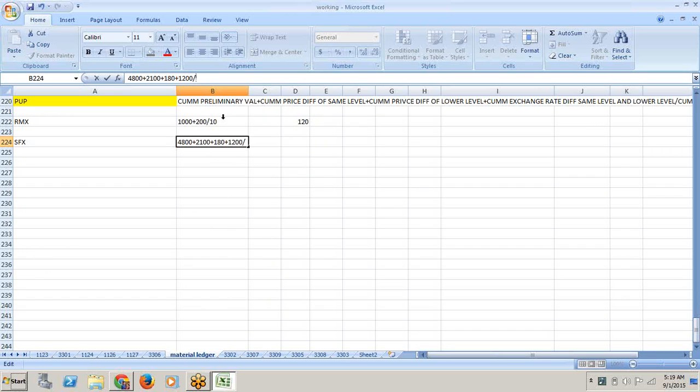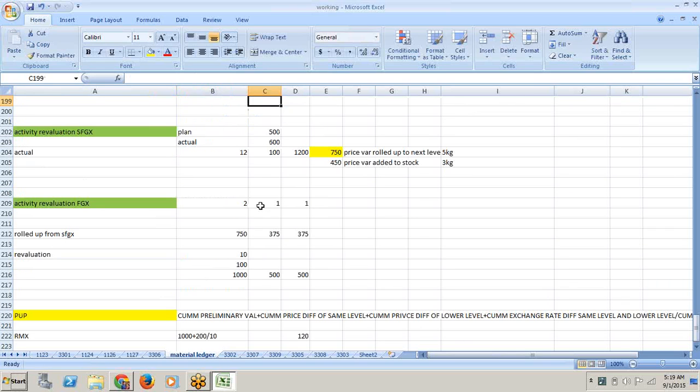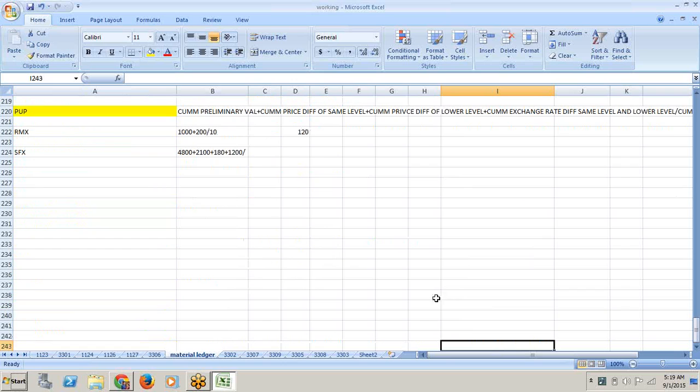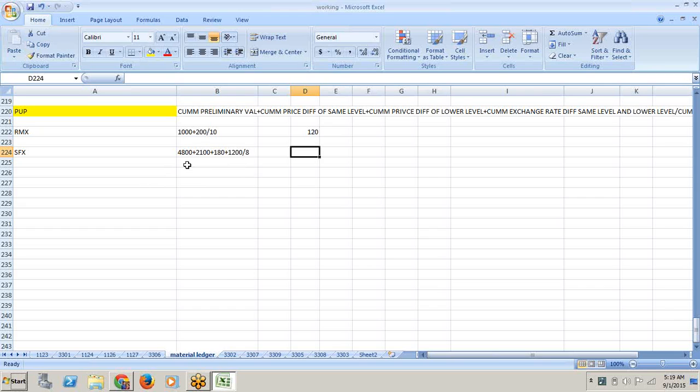Total divided by how many kgs we are doing for this SFG? How many kgs totally? SFGX total is 8 kgs. 3 kgs are consumption. So 5 kgs are consumed, 3 kgs are still in stock. This value is for 8 kgs, divided by 8 kgs. Now this is the PUP price. Preliminary valuation price plus cumulative price difference at the same level: 2100 for material price variance, 180 is for the raw material lower level price variance which is carried or rolled up to this SFG level, and activity price variance 1200.